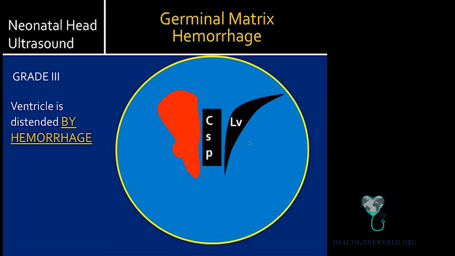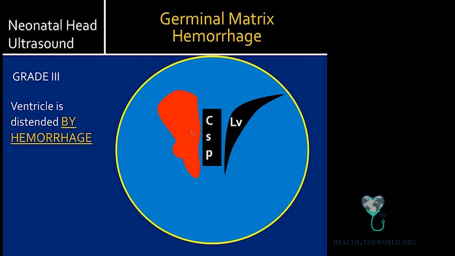Grade 3 germinal matrix hemorrhage: again, the ventricles are now distended by hemorrhage. So you're seeing symmetry between the two, this symmetric dilation. There's hemorrhage in the germinal matrix as well as in the ventricle, and the ventricle is very distended.